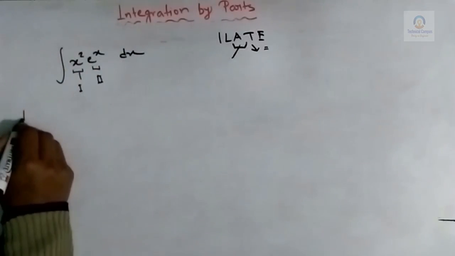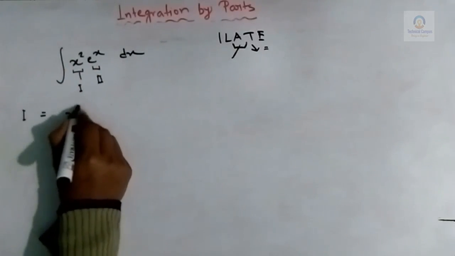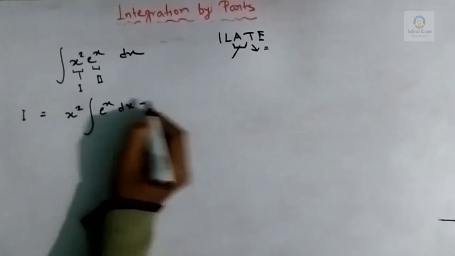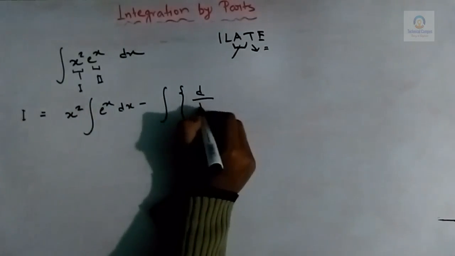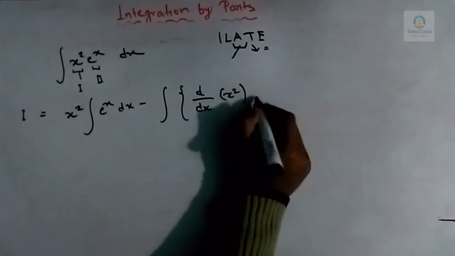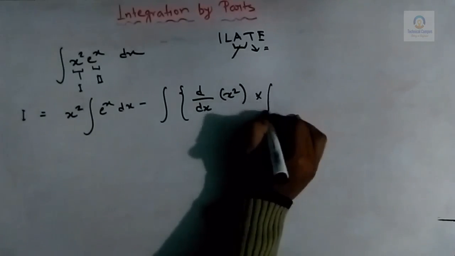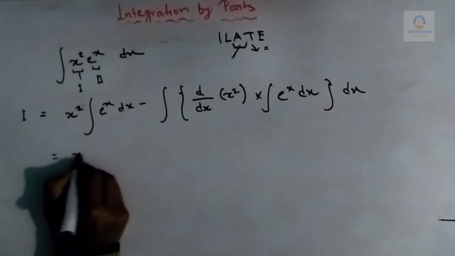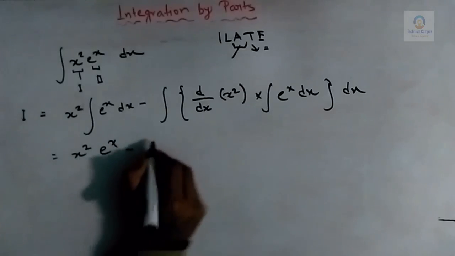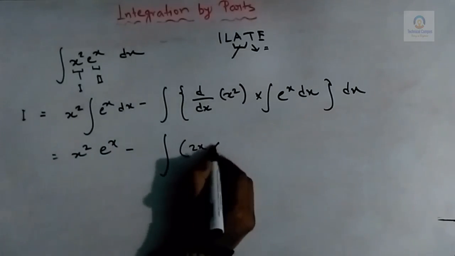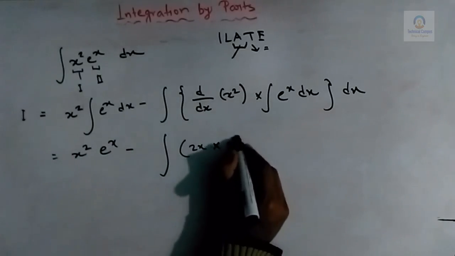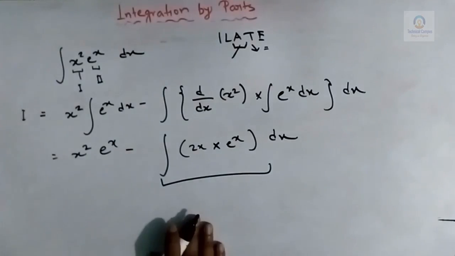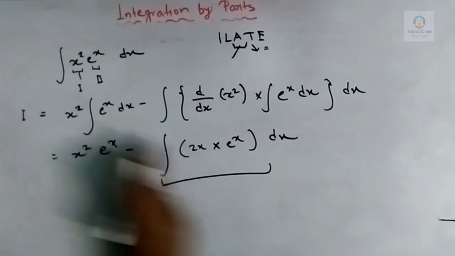If we apply the formula of integration by parts, it will be x square into the integration of e to the power x dx minus the integration of the differentiation of the first function, that is x square, into the integration of the second function, that is e^x dx. So it will be x square e to the power x minus the integration of 2x into e to the power x. Now you can see in this case there is another format which is the same as this format, but here in the place of x square there is x.